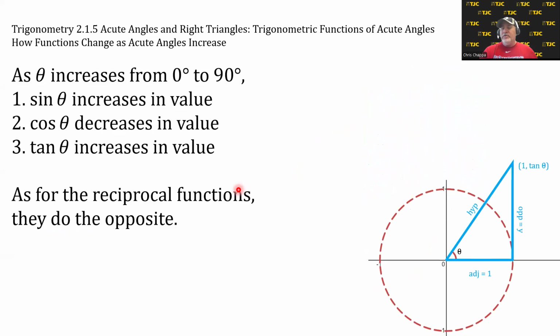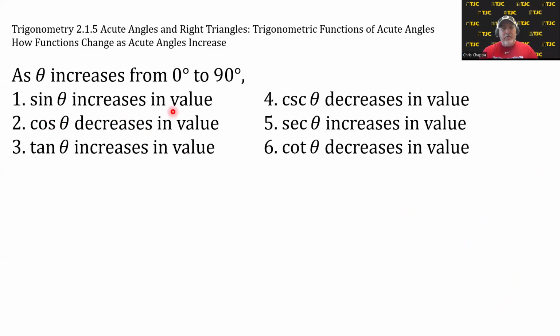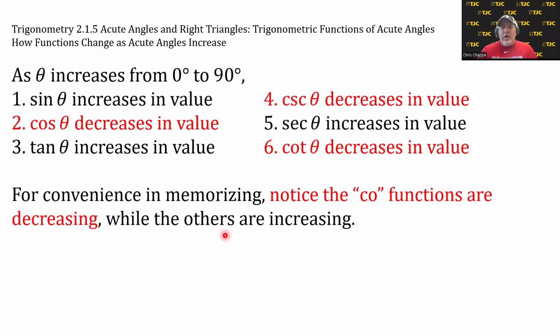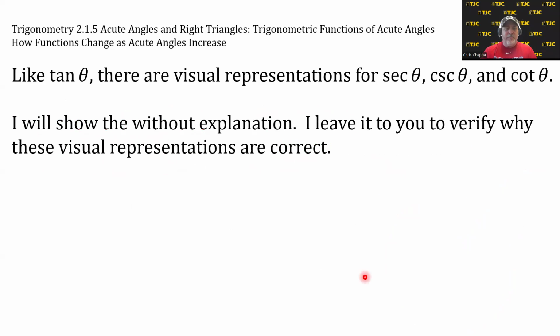Now, as far as the other ones, we could just do reciprocal functions, because if one function is increasing, then its reciprocal is decreasing, which means sine is increasing, but cosecant is decreasing. Cosine is decreasing, but secant is increasing. Tangent is increasing, but cotangent is decreasing. If you were to try to memorize all these, there's a pretty clear trend emerging. Only the cofunctions that start with co are decreasing, while the others are increasing. So cosine, cosecant, and cotangent are the decreasing functions.